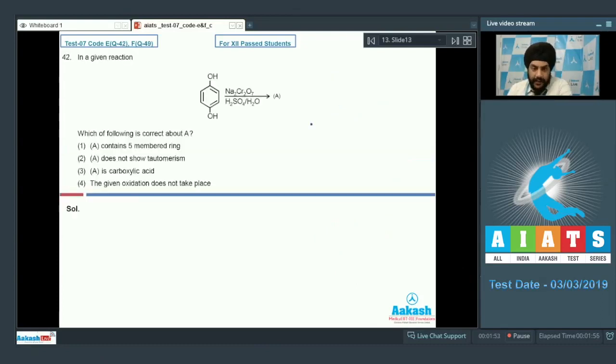Question number 42. In the given reaction, we have been given hydroquinol which is allowed to react with Na2Cr2O7 in presence of H2SO4. So this reagent will cause oxidation of this quinol, leading to the formation of paraquinone. So we're going to have the formation of this structure, which is represented to us in the question as the structure A.